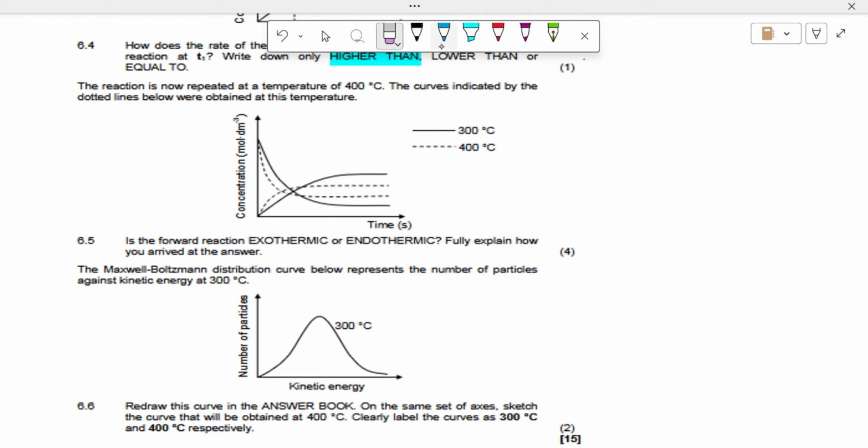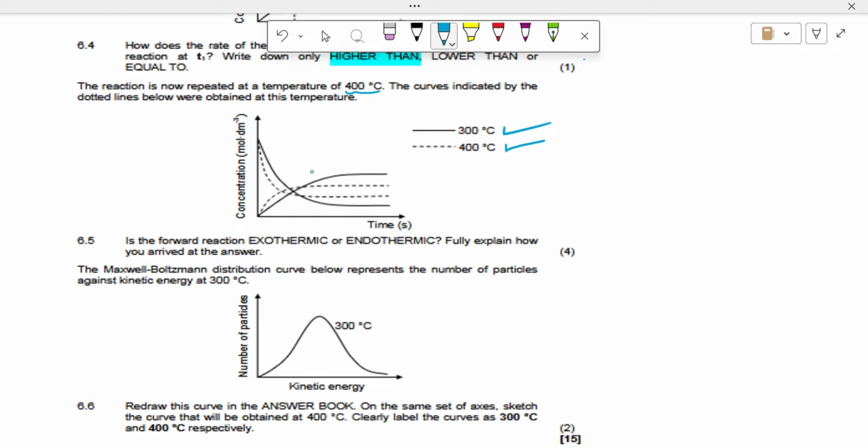Okay. And then the reaction is now repeated at 400 degrees Celsius. The curves indicated by the dotted lines below were obtained at this temperature. So notice how for the solid lines the temperature was 300, and for the dashed line the reaction was at 400 degrees Celsius. Is the forward reaction endothermic or exothermic? Fully explain how you got to your answer. Ooh, okay. This one is a crazy one.